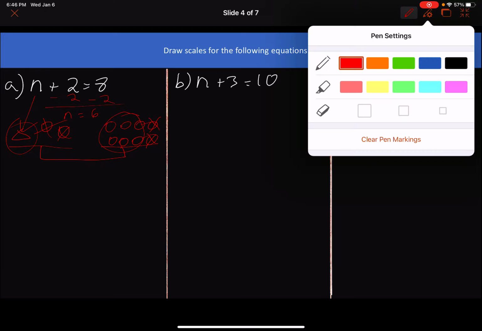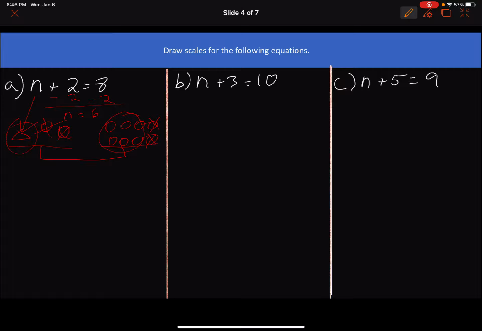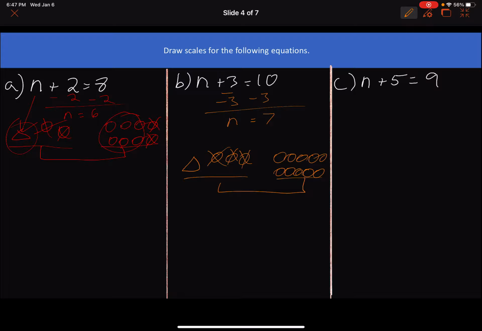All right, so the next one, I'm going to draw it a little further down here. I've got a triangle and then 1, 2, 3 on one side of the scale, and on the other side of the scale, I have 10. Working backwards, I'm going to subtract the 3 from both sides, and that leaves me with 7. So n is equal to 7. I can prove this to you by crossing 3 out from both sides, and my n here is equal to 7.